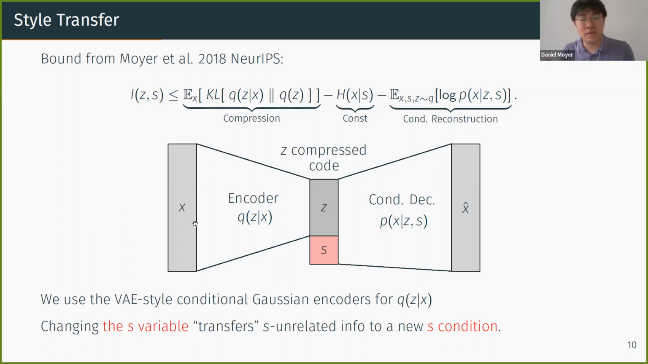So here we can pull a trick. Changing the s variable will actually change the conditional reconstruction. The first thing that we can do with it is just play a style transfer game. We can encode things and then make the encoding invariant to whatever style we have supervised, and then change that style on the way out.